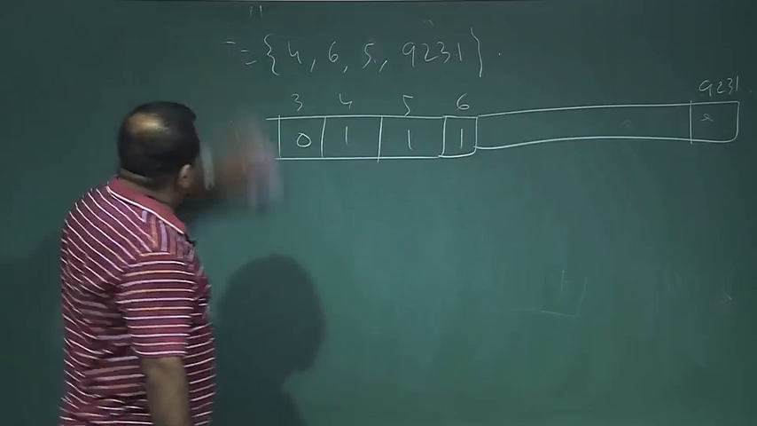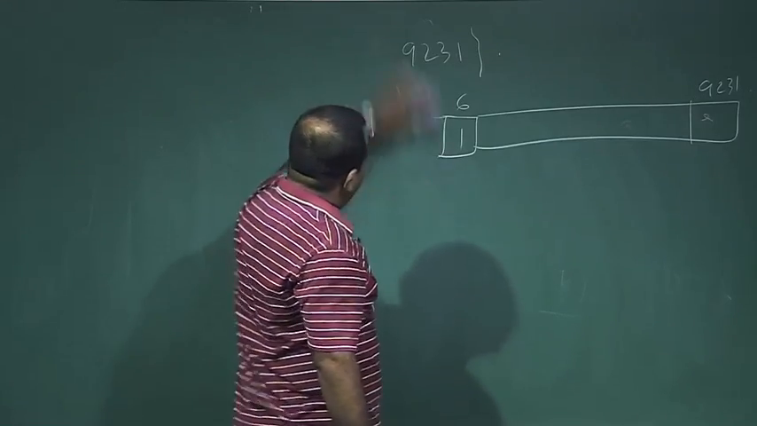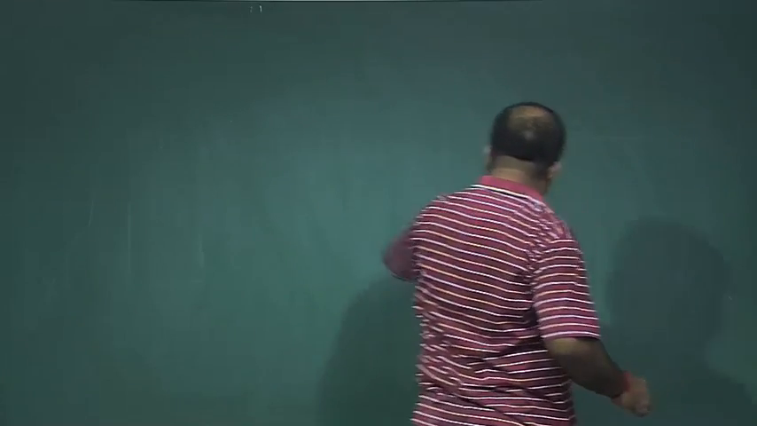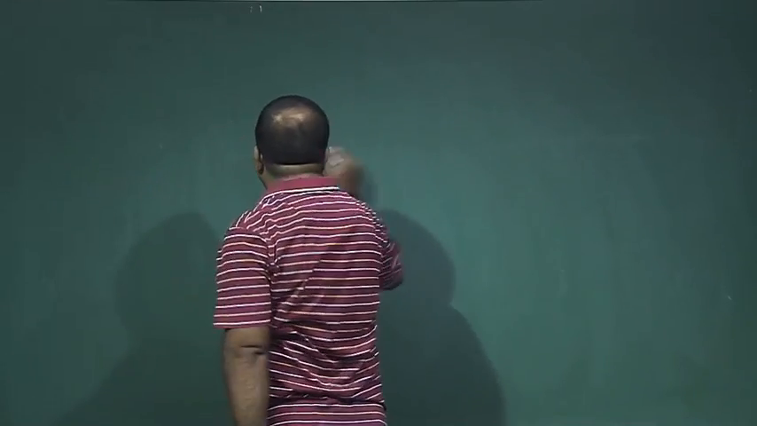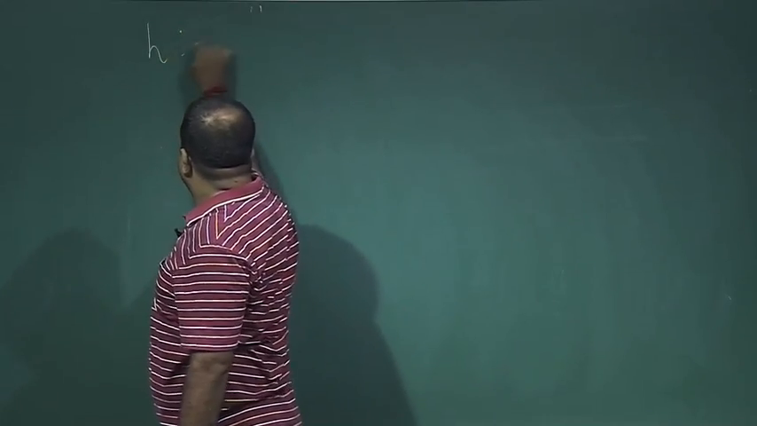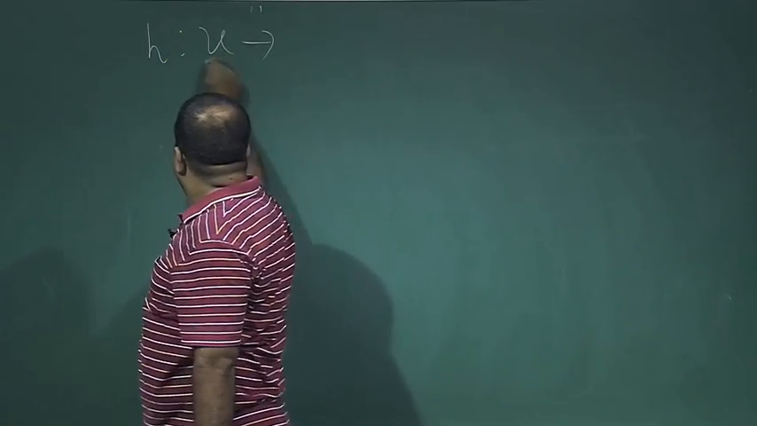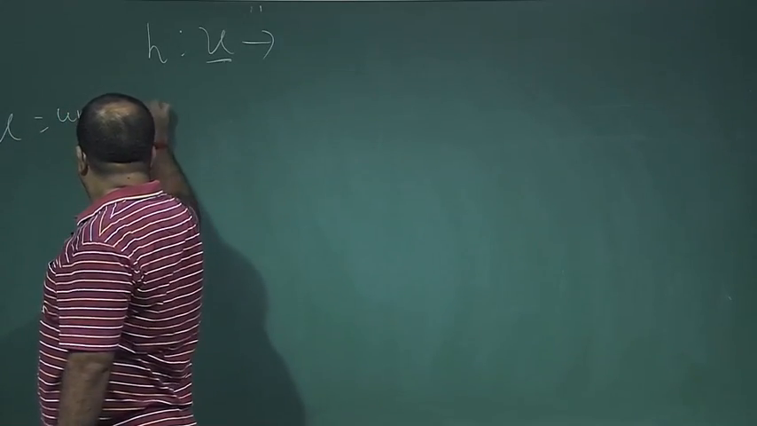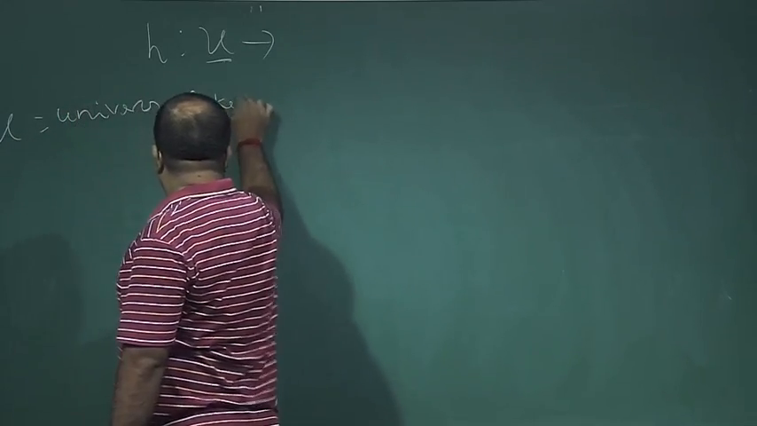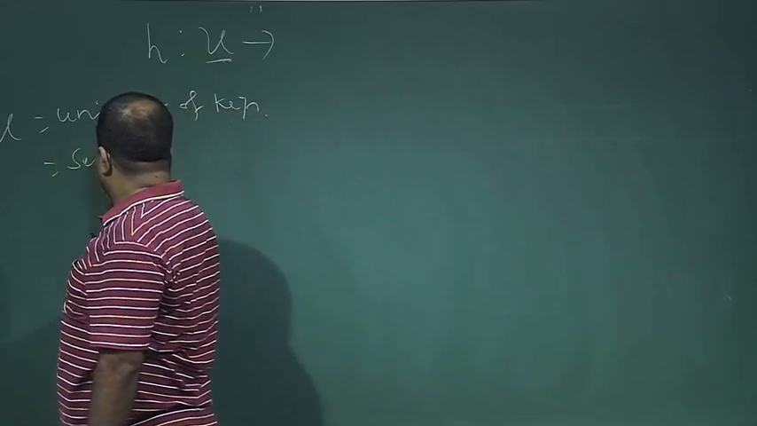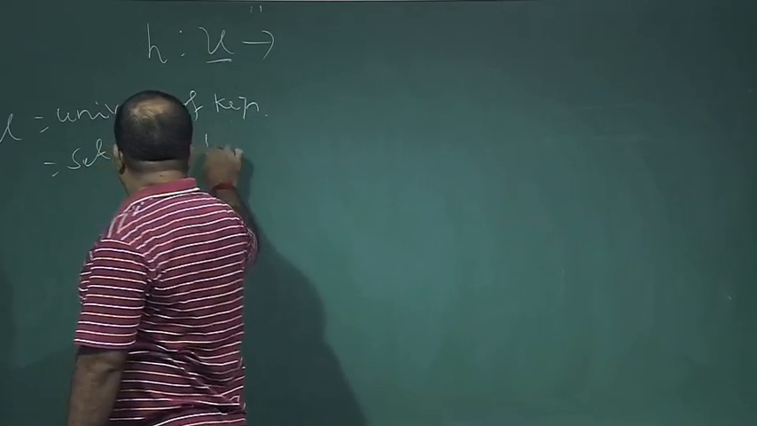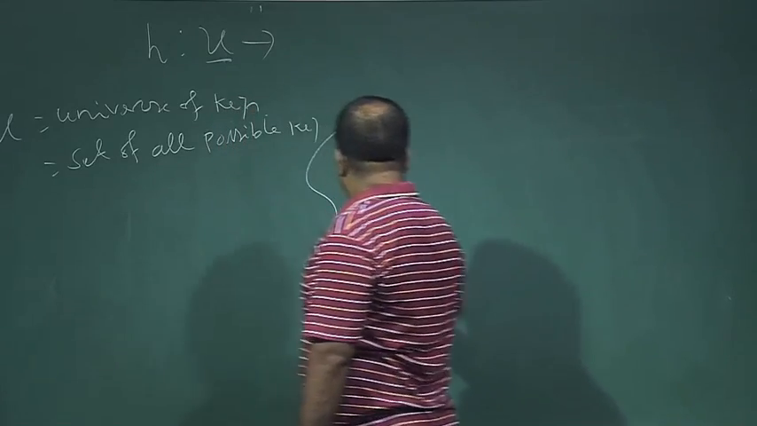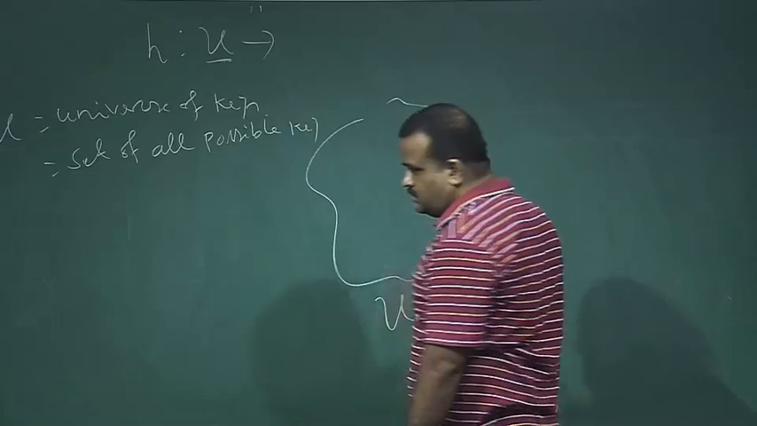So to solve this problem, what do we have? We have the function which is called a hash function. A hash function is a function from, so this is the set of all keys, the universe of keys. That means the set of all possible keys.